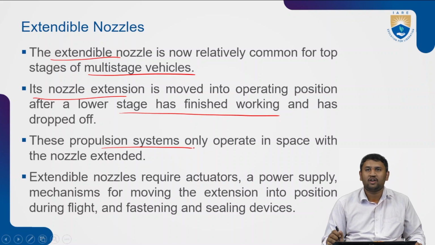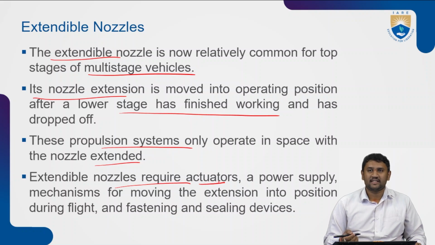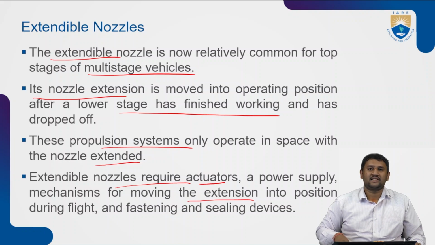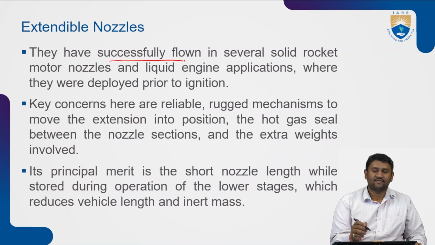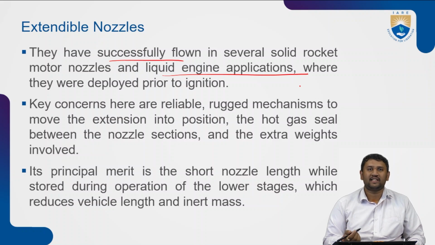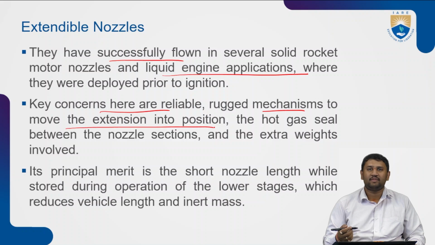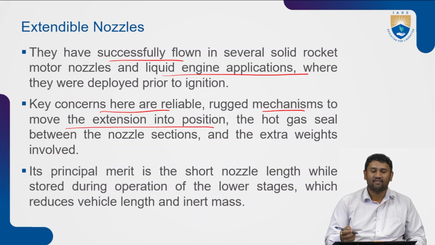These propulsion systems only operate in space with the nozzle extended. The extendable nozzle requires additional sources of power to move itself, such as actuators, a power supply mechanism for moving the extension into position during flight, as well as fastening and sealing devices. They have successfully flown in several rocket motor nozzles as well as liquid engine applications where they are deployed prior to ignition. But key concerns are reliable, rugged mechanisms to move the extension into position, a hot gas seal between the nozzle sections, and the extra weight involved.